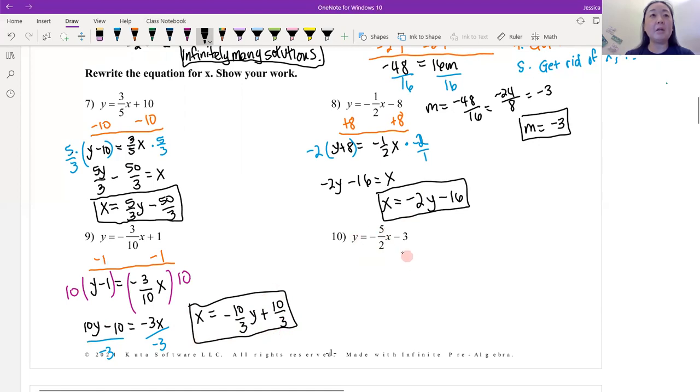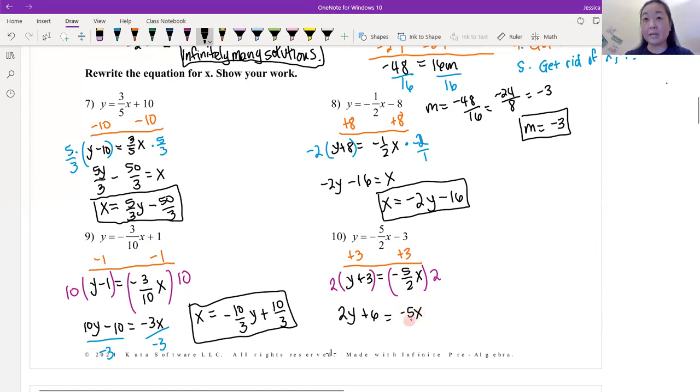So we'll do it again here. I'm going to add 3 on both sides. And we get y plus 3 is equal to negative 5 over 2x. And again, we're just going to get rid of the denominator because we don't want fractions. But like these fractions are a little bit crazy. We're going to multiply everything by 2, right? Because that's what this denominator is. And you're going to get 2y plus 6, because 2 times 3 is 6, is equal to, the 2's cancel out here on the right, and we just get negative 5x.